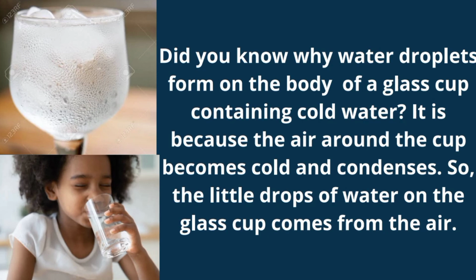Do you know why water drops form on the body of a glass cup of water? For example, you get a glass of cold water. You notice that you see droplets of water on the surface of the glass cup. Do you know why? This is because the air around the cup becomes cold and condenses. So the little drops of water on the glass cup come from the air. Yes, they come from the air.